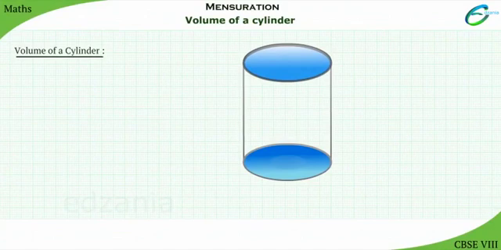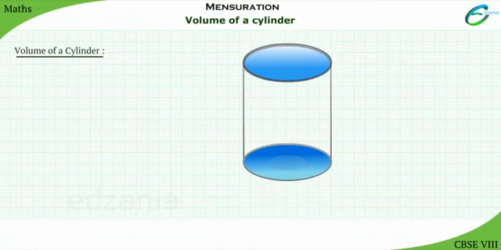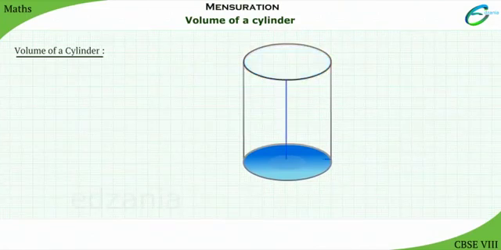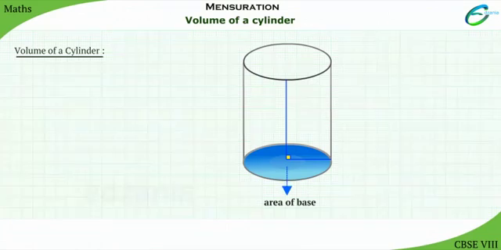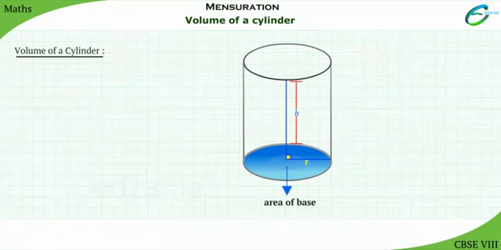We know that a cylinder has a top and a base which are congruent and parallel to each other. Its lateral surface is also perpendicular to the base. To find the volume of a cylinder, we need to know the height of the cylinder and the area of its base. The base of a cylinder is circular. Let's consider the radius of the cylinder as r units and its height as h units. Since the base of a cylinder is circular, its area is pi r square.